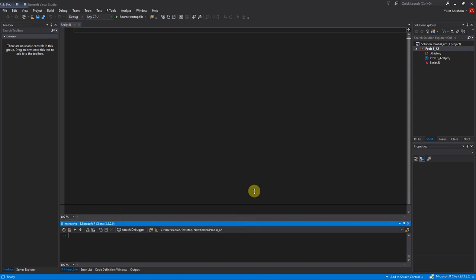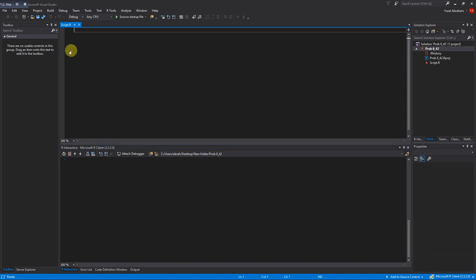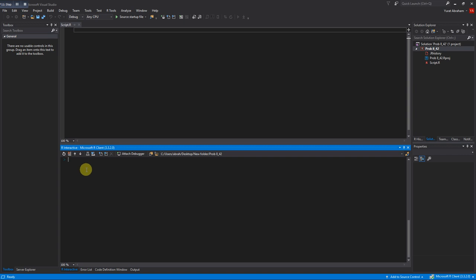And let me move this up here. So here we have the script window. That's where you write your programs and run it all at once by pressing up here. However, here is what we call the R interactive. This is where you will write your program one line at a time, and it will run itself after you press enter, line by line.